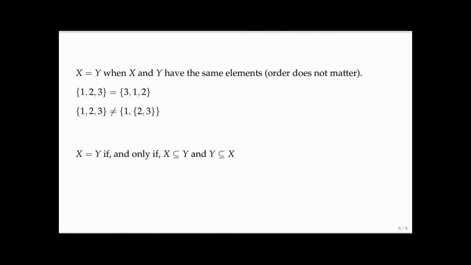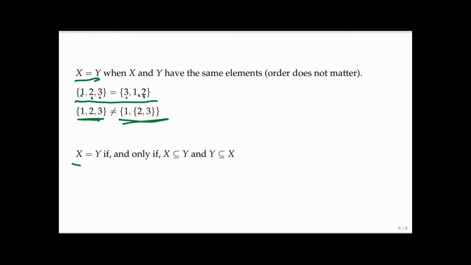And a few other things that I want to note. First of all, we are going to write x equals y when x and y simply have the same elements. Now, when you write down sets, the order that you write down the elements doesn't matter. So the set consisting of 1, 2, 3 is the same as the set consisting of 3, 1, 2. They each have the same elements. So 1 shows up in both, 2 shows up in both, and 3 shows up in both. But of course here, note 1, 2, 3 is not equal to the set consisting of 1 and then another set that happens to contain 2 and 3.